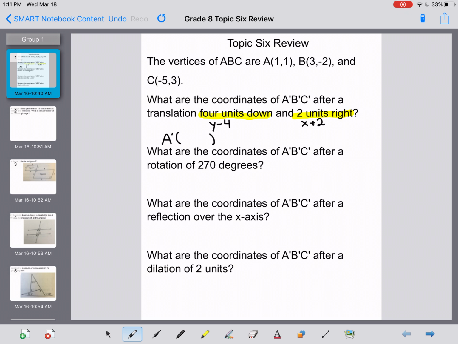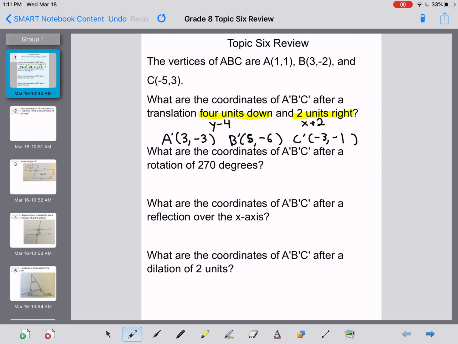A prime, 1 plus 2 is 3, and 1 minus 4 is -3. B prime, 3 plus 2 is 5, and -2 minus 4 is -6. And C prime, -5 plus 2 is -3, and 3 minus 4 is -1. So those are my points after a translation 4 units down and 2 units right.